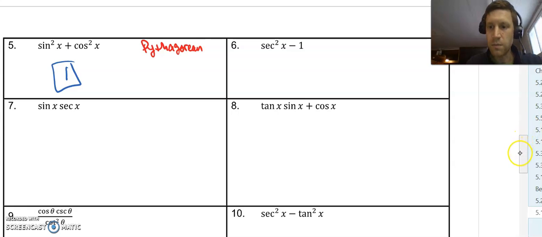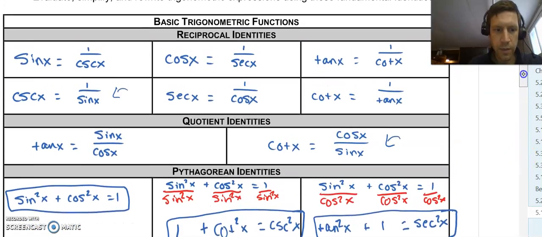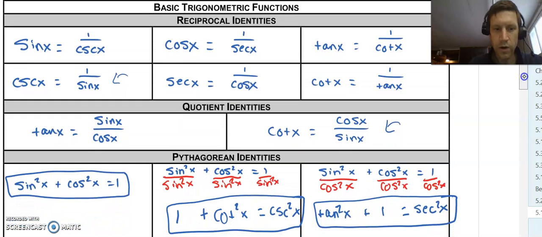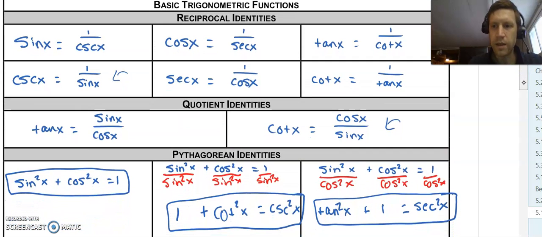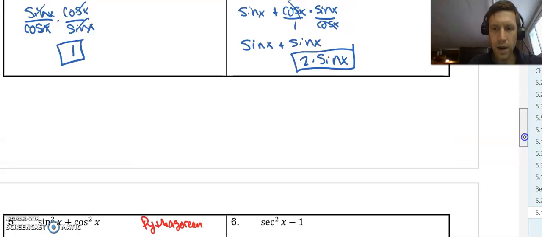Secant squared of x minus 1. So here's a hint. Anytime you see some squared terms, it's not 100% of the time, but it's usually a good indicator that you're going to use a Pythagorean identity. If we take a look back at this first page, nothing has squared terms other than the Pythagorean identity. So that's the first thing I would check out. It doesn't guarantee that it'll get you to where you need to go, but most of the time it's going to help you. So let's see, secant squared of x minus 1.